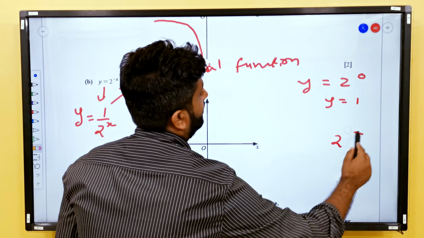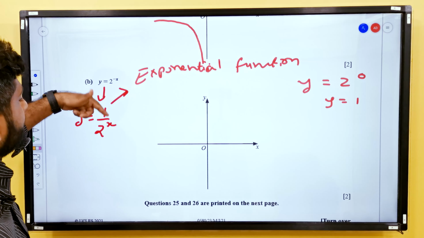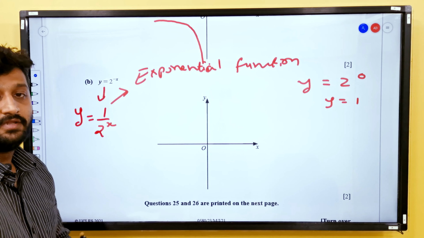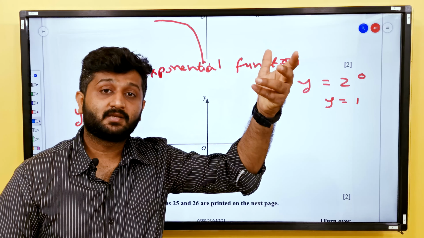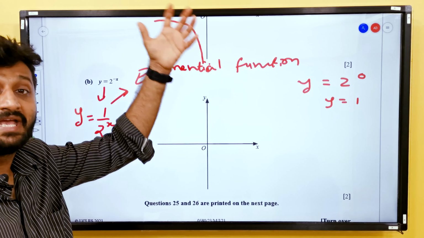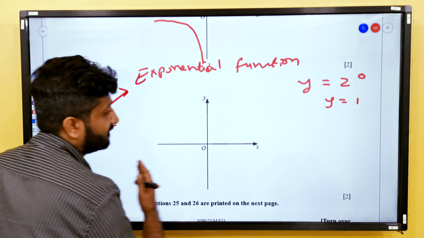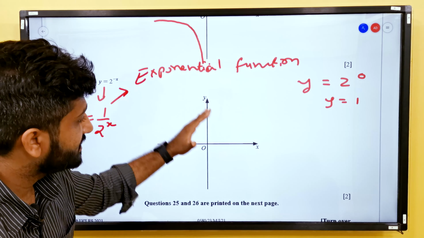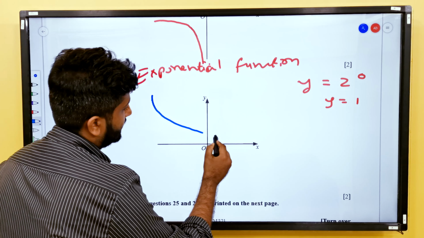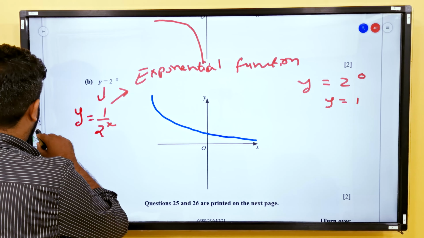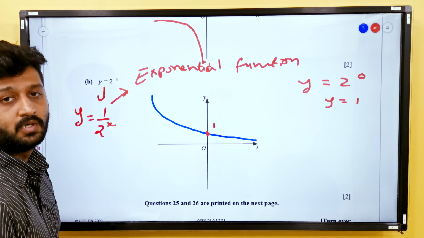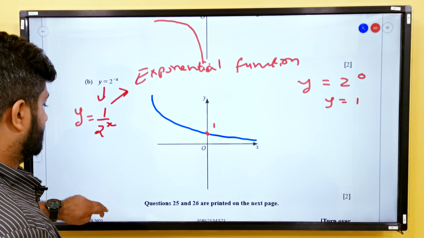decreasing curve, right? As you keep on increasing the value of x, the value of 2 power x increases, but 2 power x is in the denominator, thus the value of y reduces. So on increasing the value of x, your value of y is going to reduce. So the graph is going to look something like this, where this point is going to be 1. Next question.